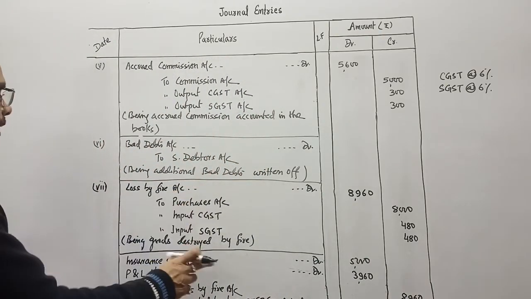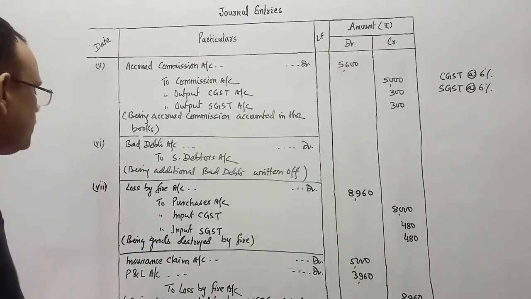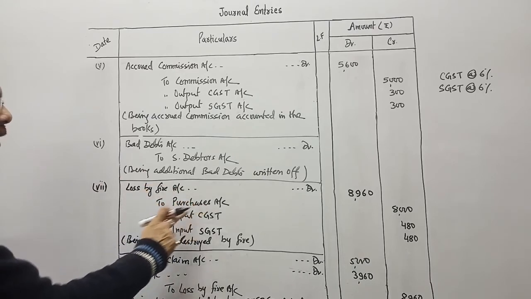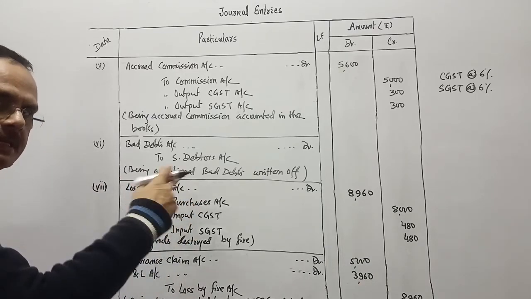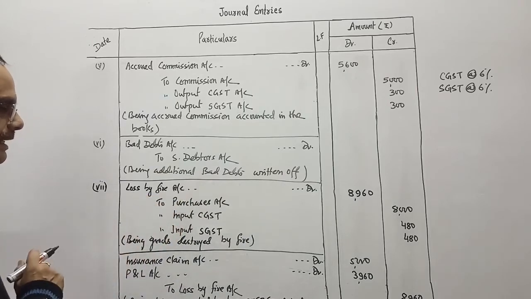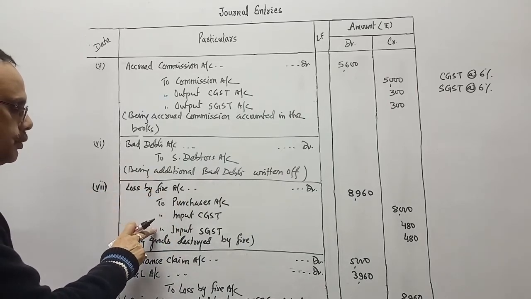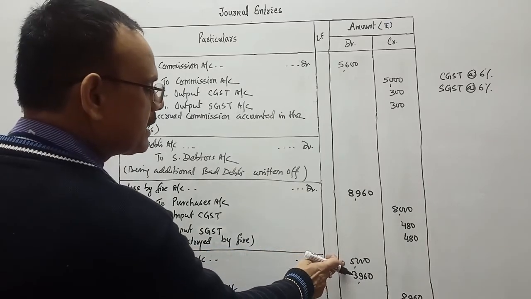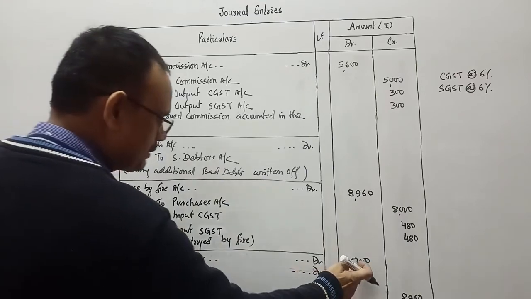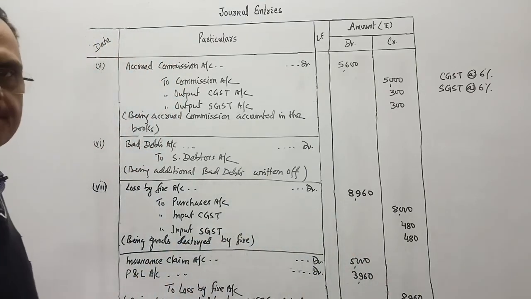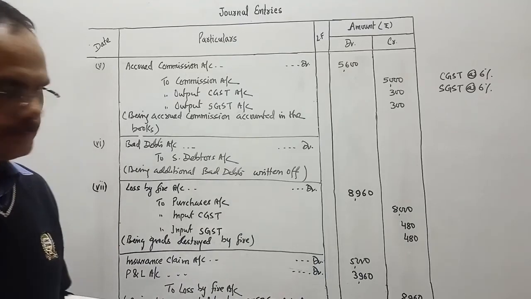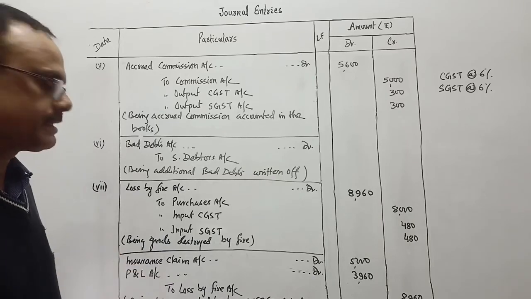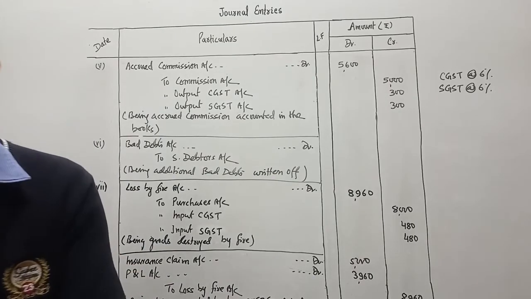So two entries will be done in adjustment number 7. First, loss by fire account debit to purchase account and input CGST, input SGST, a reversal of the earlier input entries. The next entry, as the insurance company admitted the claim only 5,000, the rest is transferred to profit and loss account debit side. It's an actual loss, and the insurance claim will be reflected in the balance sheet asset side.